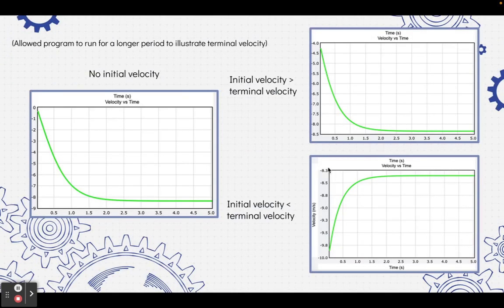And here we just have computational models to represent that. This is just the gravity and drag model, and we can see that in all cases, where there's initial velocity and no initial velocity, they approach the same point at around negative 8.4.